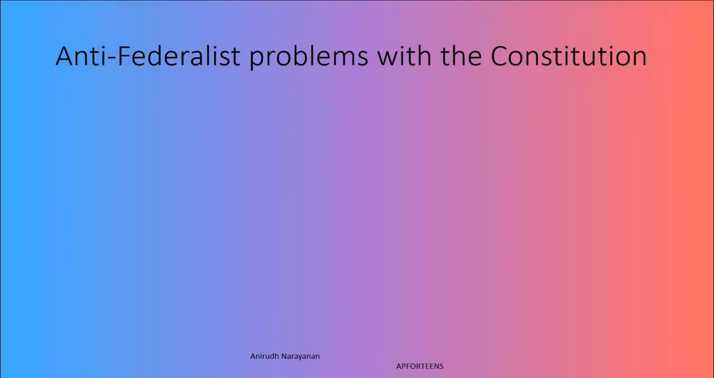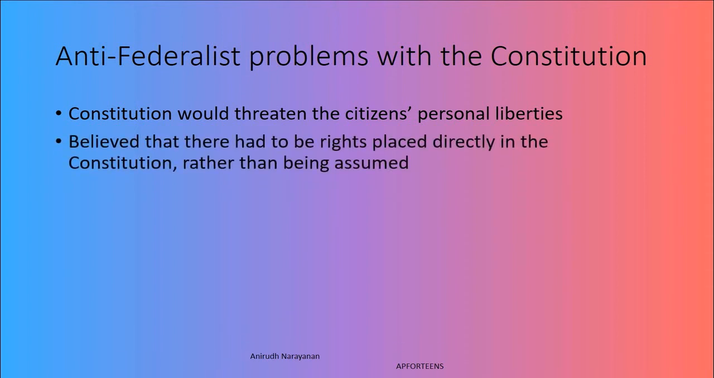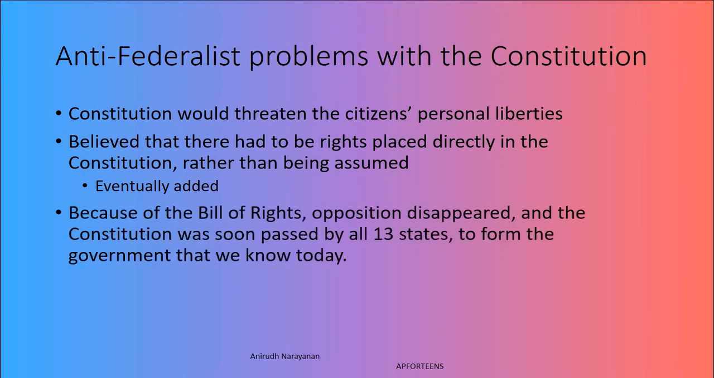The Anti-Federalists had a couple of problems with the Constitution. They believed that the Constitution would threaten the citizens' personal liberties. They believed that the rights had to be placed directly in the Constitution rather than being assumed. Federalists thought that people would just assume that certain rights were available, and so there wasn't any need to write down every single law. Anti-Federalists did not believe that was the case. They eventually added the Bill of Rights, which is seen here. The Bill of Rights was a list of the major laws that would be allowed and government protection, protections for people from the government to make sure that they wouldn't have their rights infringed. Because of the Bill of Rights, the Anti-Federalist argument basically disappeared, and the Constitution was soon ratified by all 13 states to form the government that we now know today.